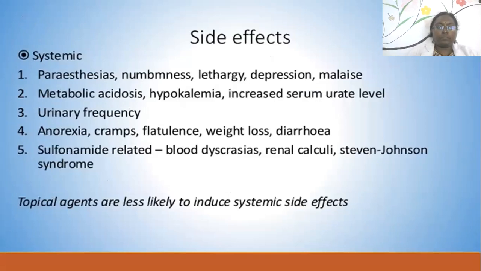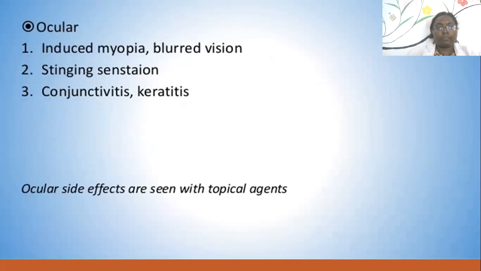Side effects of carbonic anhydrase inhibitors include metabolic acidosis, hypokalemia, and anorexia. Cramps can occur. Ocular side effects include induced myopia, stinging sensation, conjunctivitis, and keratitis.